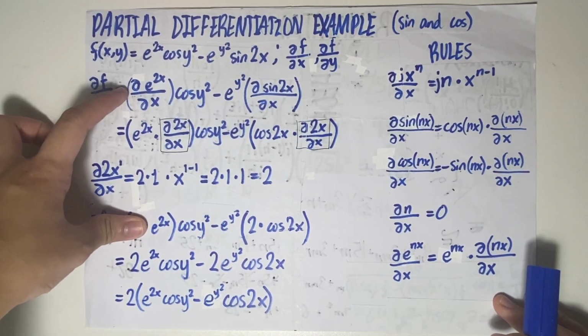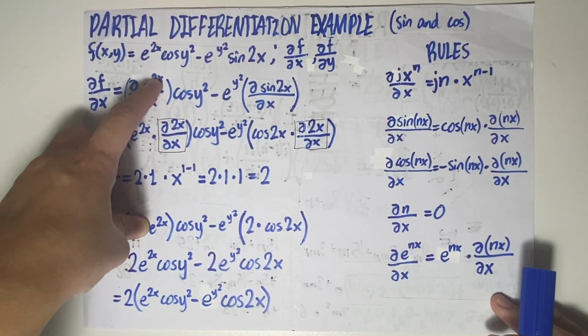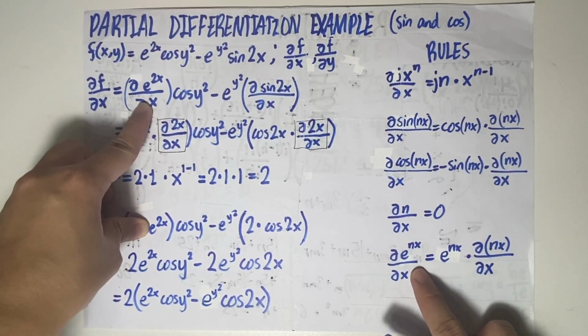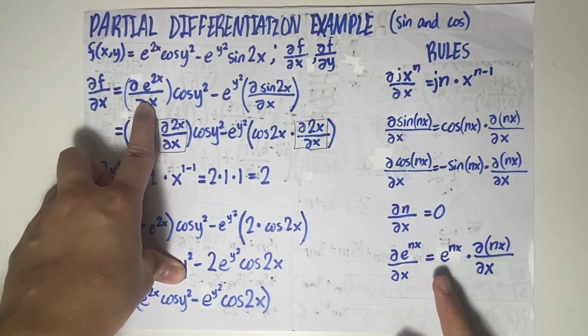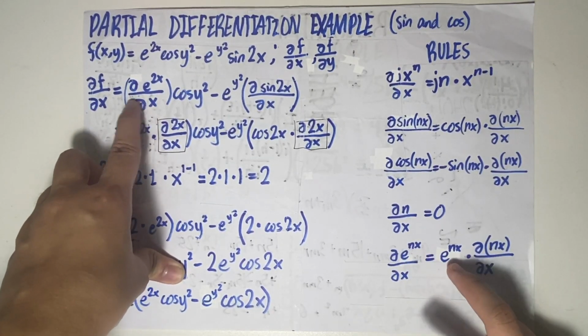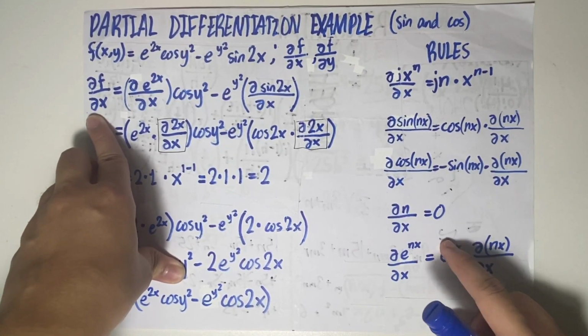Okay, so continuing with the derivative of e to the power of 2x, we know from this rule over here that the derivative of e to the power of nx is equal to e to the power of nx times the derivative of the power nx.